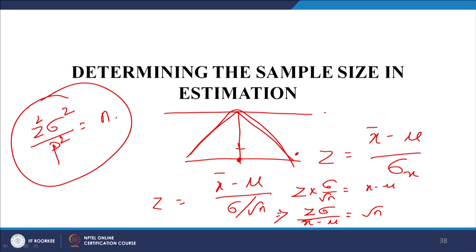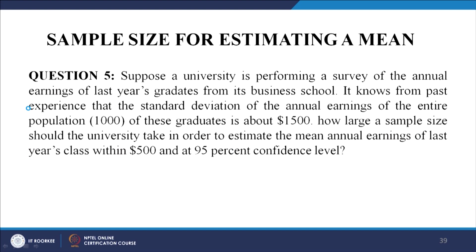Okay. So, let us see this sample size for estimating a mean. A university is performing a survey of the annual earnings of last year's graduates from its business school. It knows from past experience that the standard deviation of the earnings of the entire population of these graduates is about 1500. How large a sample size should the university take in order to estimate the mean annual earnings of last year's class within 500 at 95% confidence?